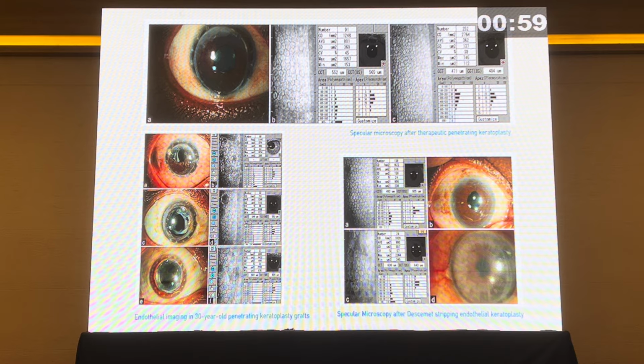And this is a penetrating keratoplasty which was done 30 years ago, and you can see the difference. Even if it is clear, if you look at the counts, it is actually different in all three. This one is only 888, 731, and 1144. So even if it is clear, this is actually a guide for the prognosis of the graft. And in this picture, you can see a post-DSEK case. The counts are pretty good, but if you look at this, the count is 1020 and the area is actually 980. So there is early polymegathism, which is a sign of impending failure.